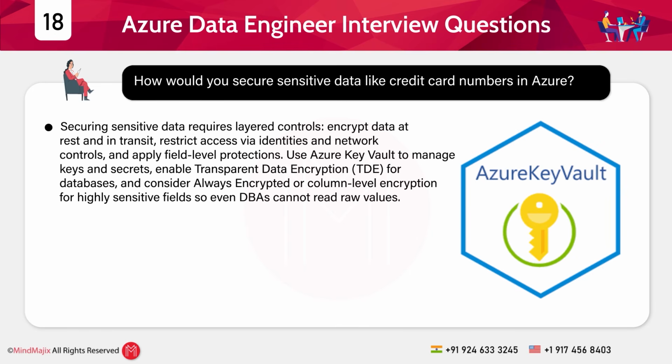Apart from that, you can implement dynamic data masking or create masked views for reporting users so that downstream systems can see only partial values, and use role-based access control and managed identities to ensure the least privileged access for services and users. Apart from this, network controls like private endpoints, service endpoints, and firewall rules reduce the exposure, and audit logs should be enabled to track the access and modifications for compliance.